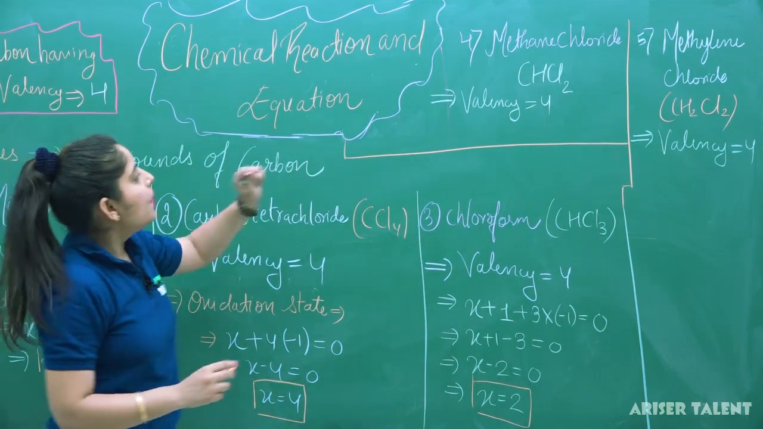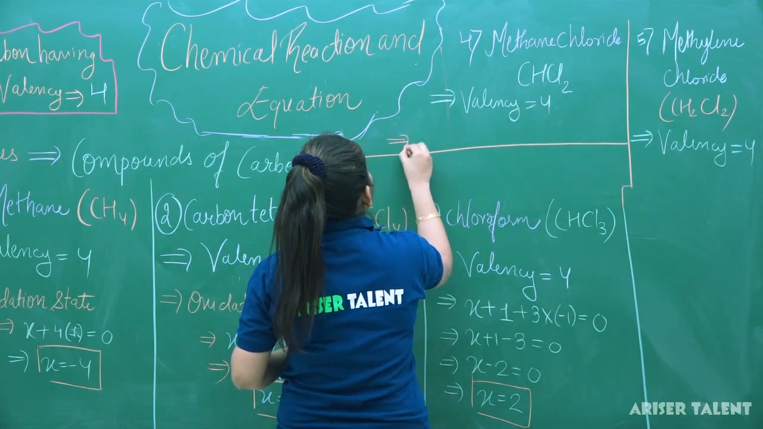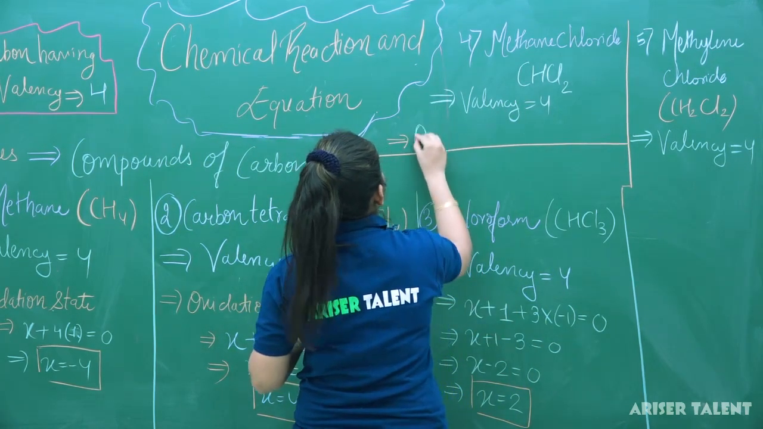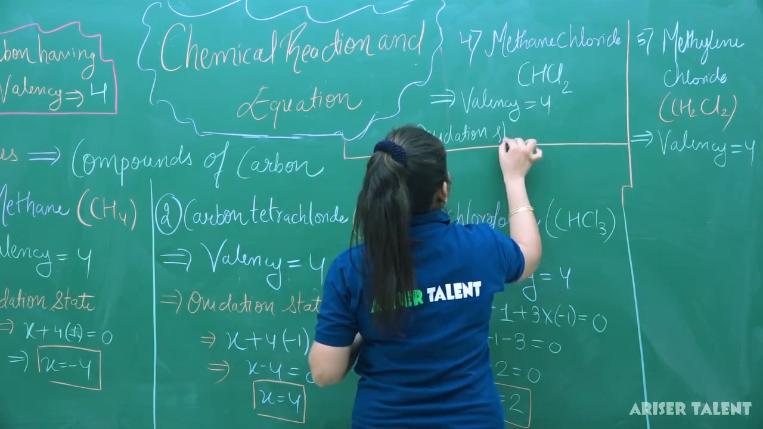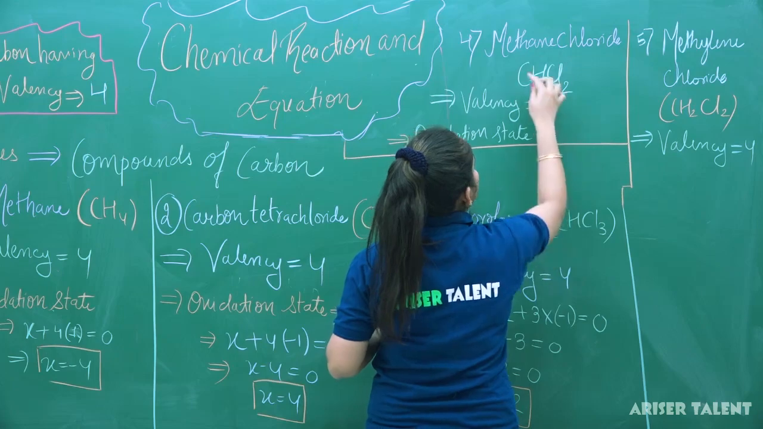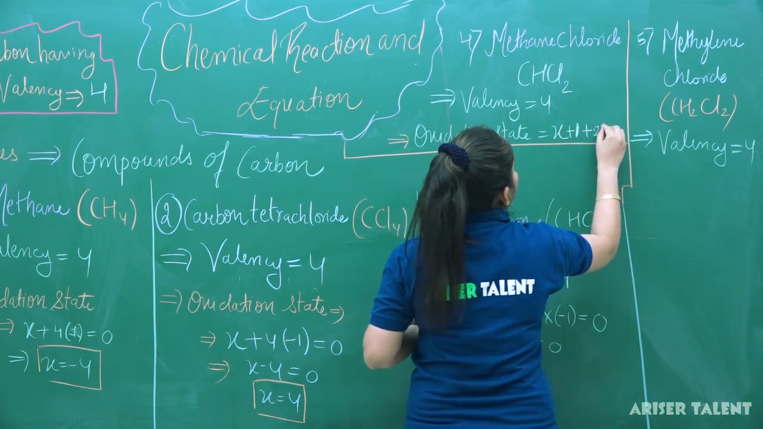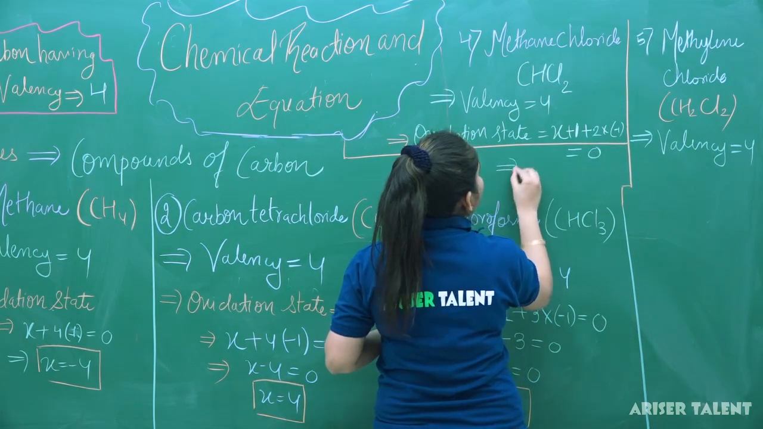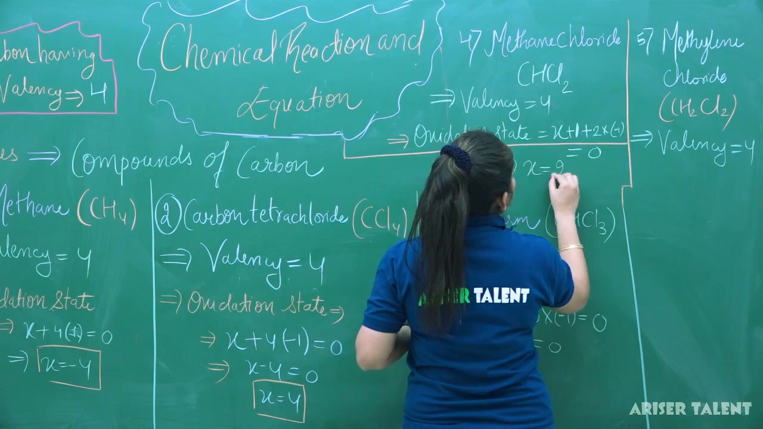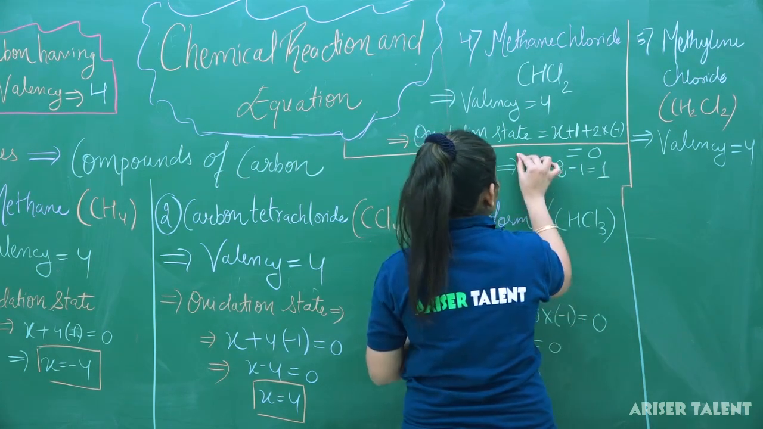Now coming to our next case, we have CH2Cl and I have to calculate the oxidation state here. The oxidation state will be: carbon having X, hydrogen having 1, chlorine 2 into minus 1, equal to 0. And what we will get here, X is equal to 2 minus 1, that is equal to 1.